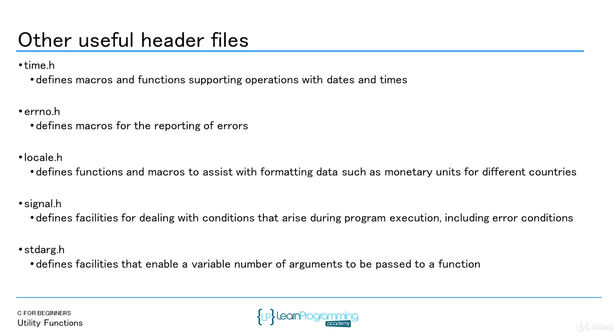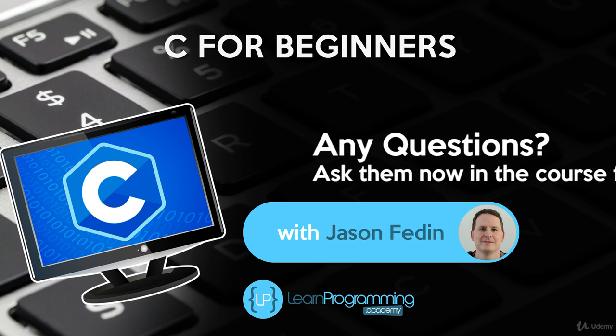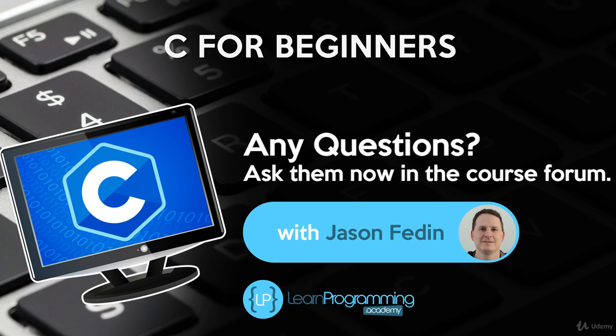Stdarg.h, this defines different facilities that enable a variable number of arguments to be passed to a function, var args. We use var args in printf, but we didn't create our own functions with var args. It's a more advanced topic. But these are basic header files that you may find useful for getting times, error numbers, and so forth. These are good utility functions, so I hope this was helpful.